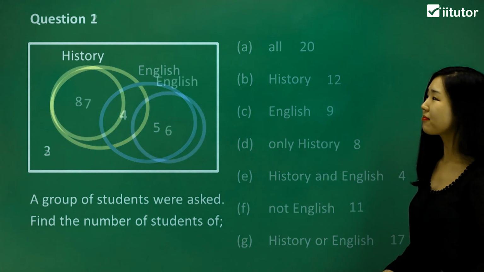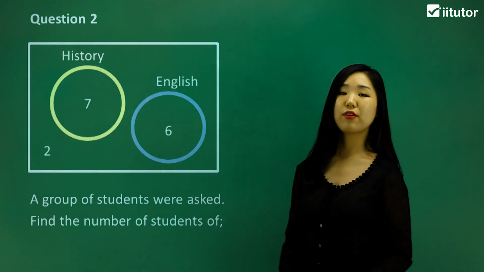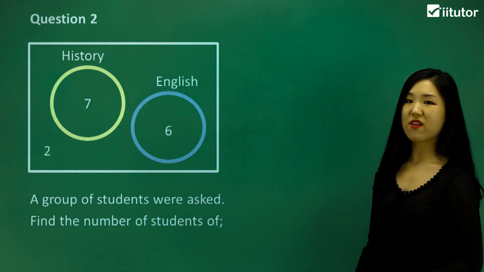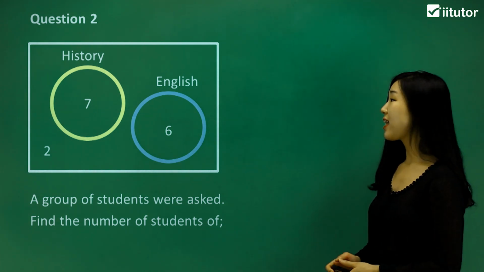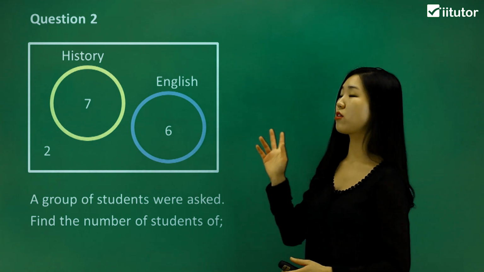Alright guys? Alright, let's move on to the next one. Question 2. We've got a very weird Venn diagram here. They don't overlap this time, so that must mean something, wouldn't it? Again, a group of students were asked for history or English.